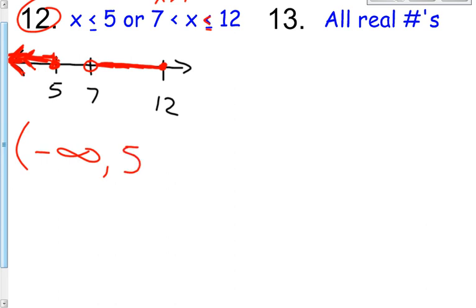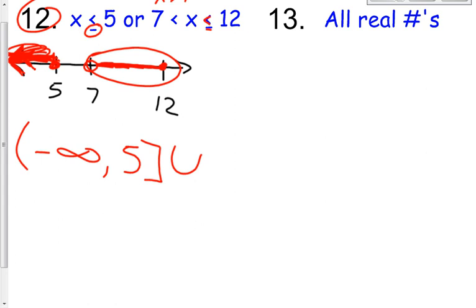Now, can it equal 5? Yes, x is less than or equal to. Because it's or equal to, I'm going to have a bracket right here. That means that it can be equal to as well. That's not the only red I see. I see more red up here than just this stuff. I also see this stuff. So I need to have a union.